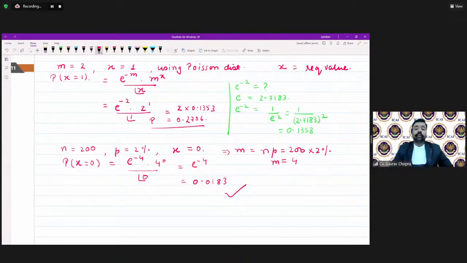Yes, Akash, value of e is fixed, 2.7183, and we can change the value according to the power. Priyadarshini is asking about weightage of the chapter. See, Priya, we have discussed yesterday the weightage of chapter is average 5 marks. Okay.